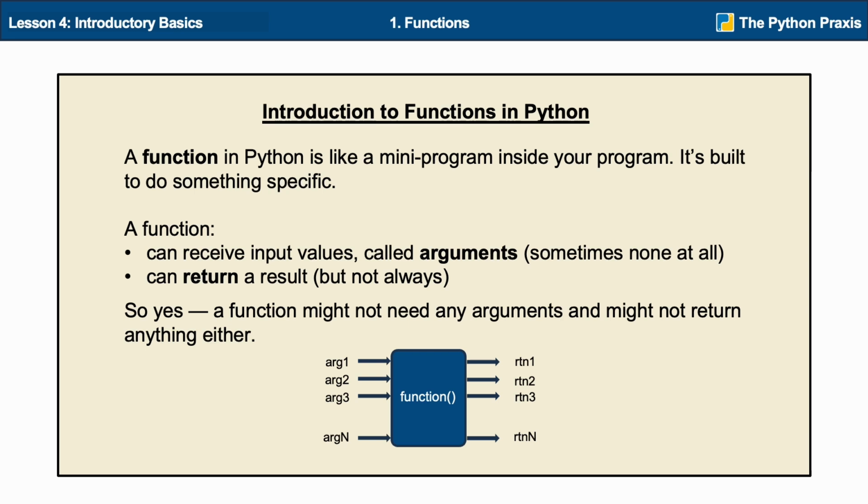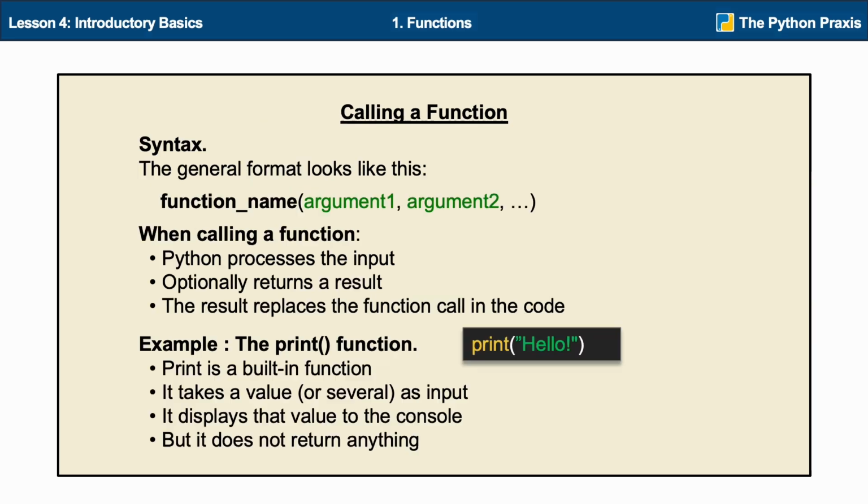A function can take in inputs, called arguments, do something with them, and optionally return a result. But not always. Some functions don't need any input, and some don't return anything. They just do their job and vanish like a ninja.